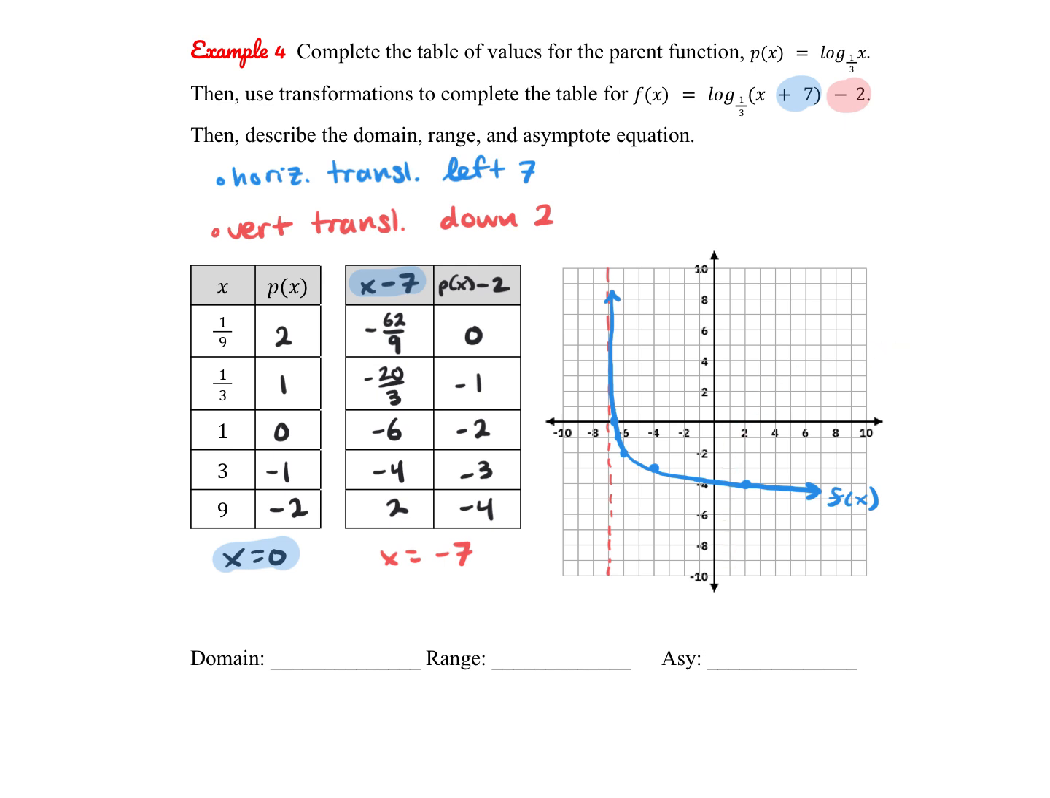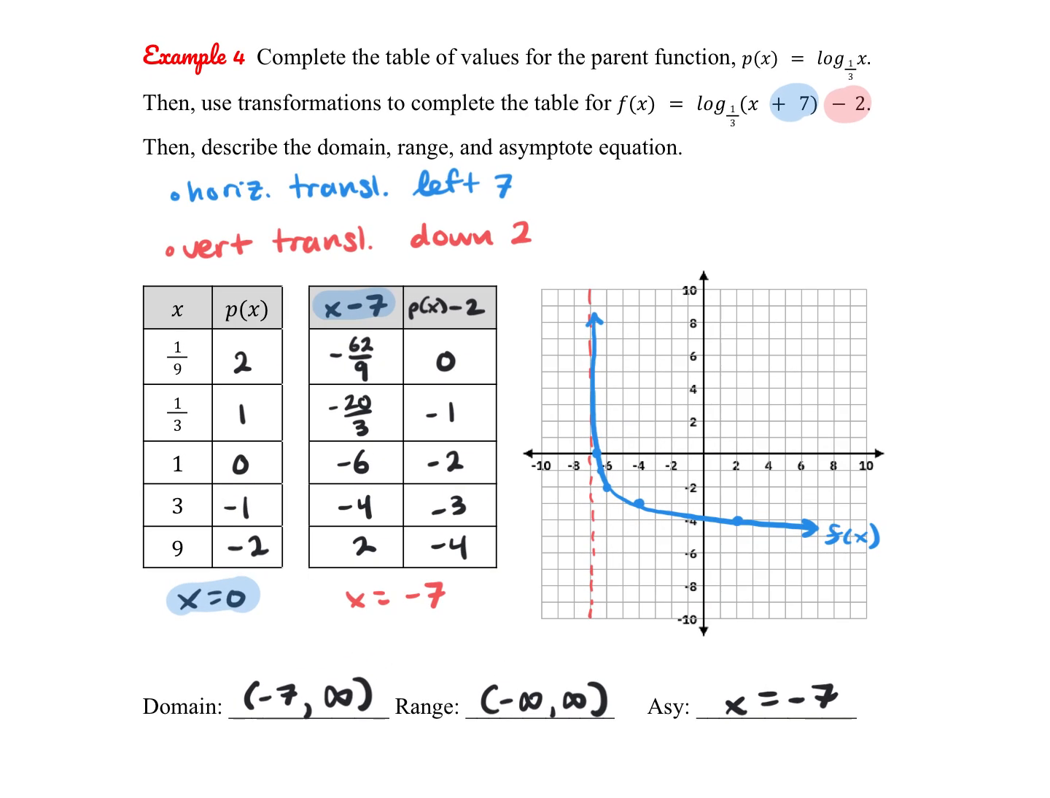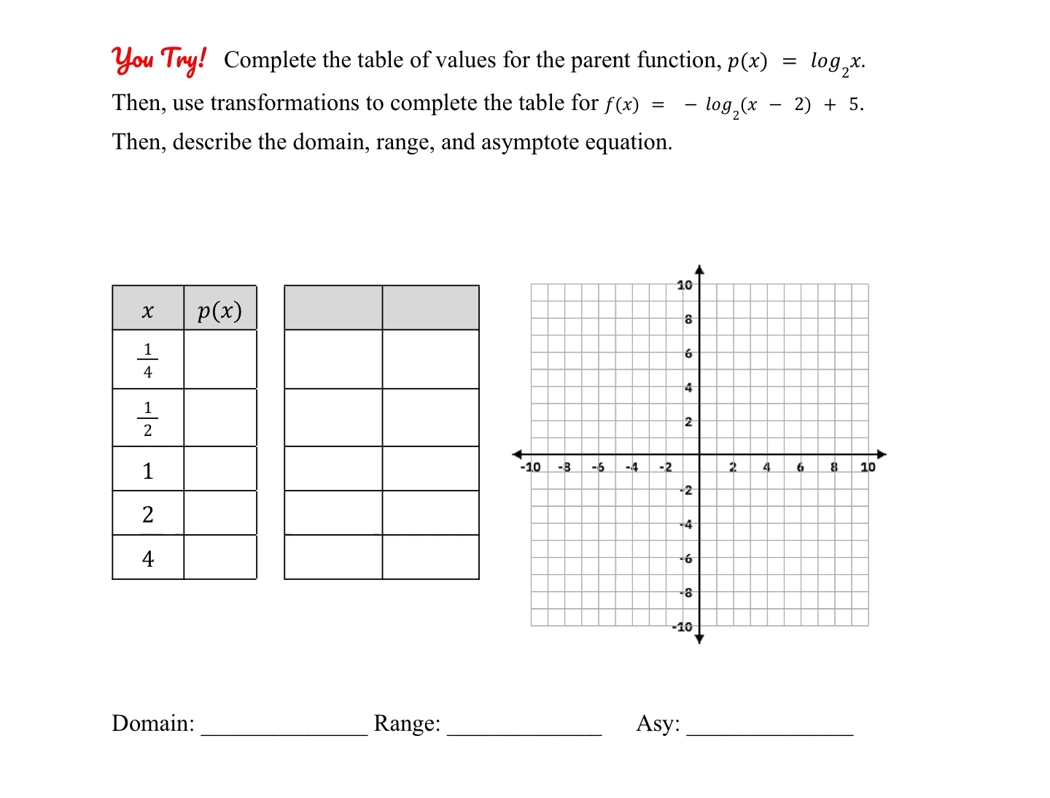So our domain, our smallest x value that we see would be negative 7, non-inclusive. And I'll go to the right forever. Our range for these should always be all real numbers. And again, we have a vertical asymptote at x equals negative 7. All right, go ahead and pause the video and give this one a try on your own.